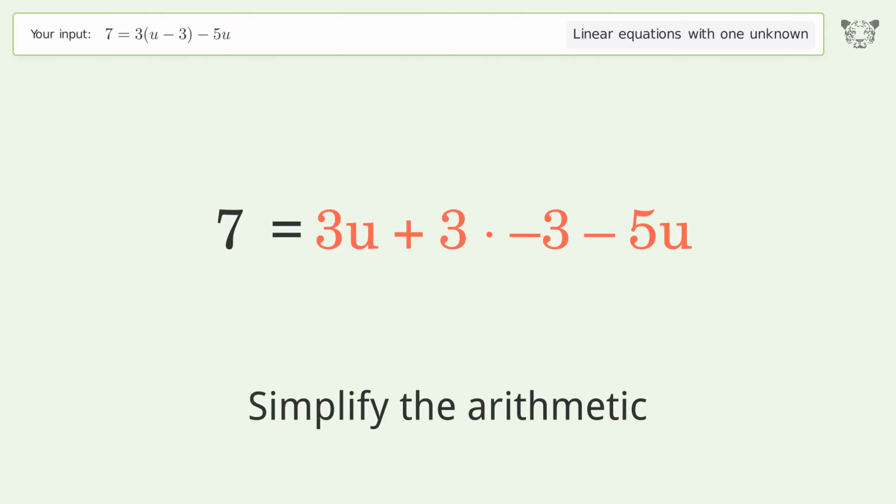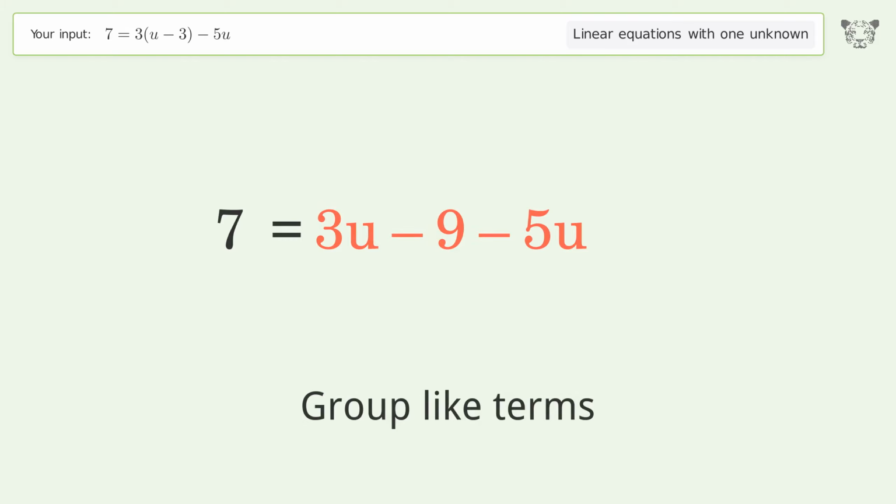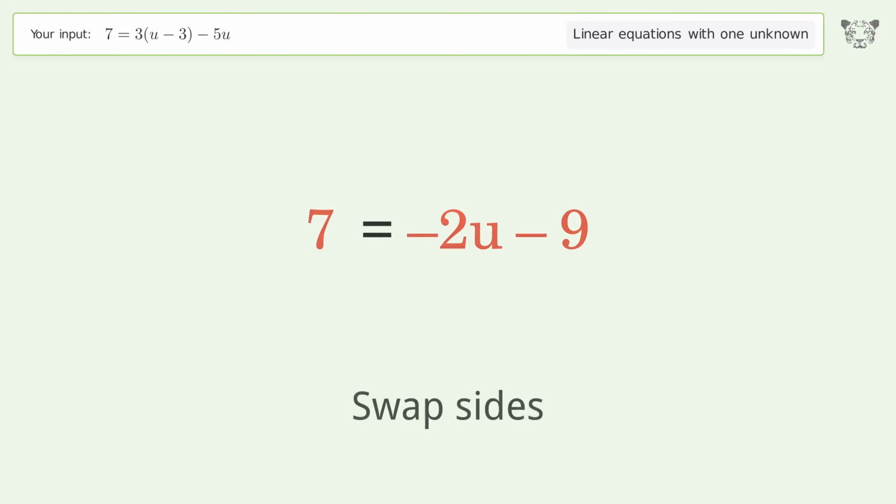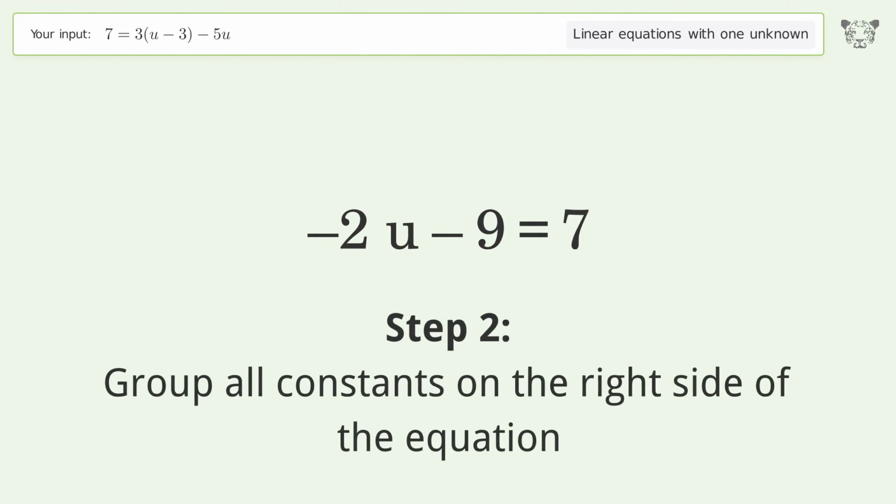Simplify the arithmetic. Group like terms. Combine like terms. Swap sides. Group all constants on the right side of the equation.